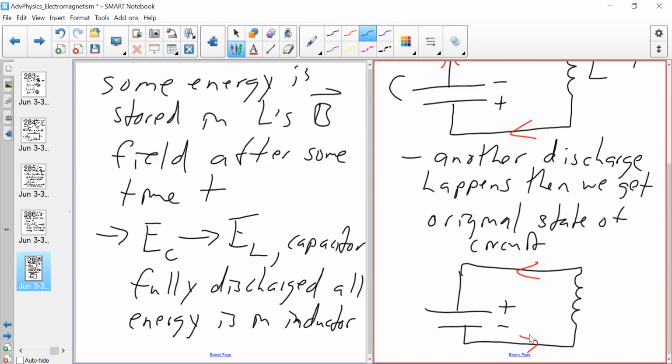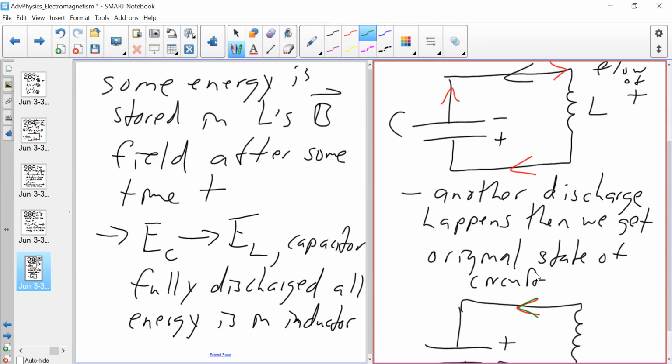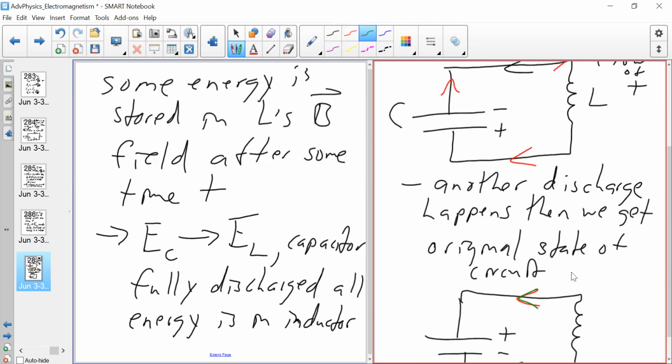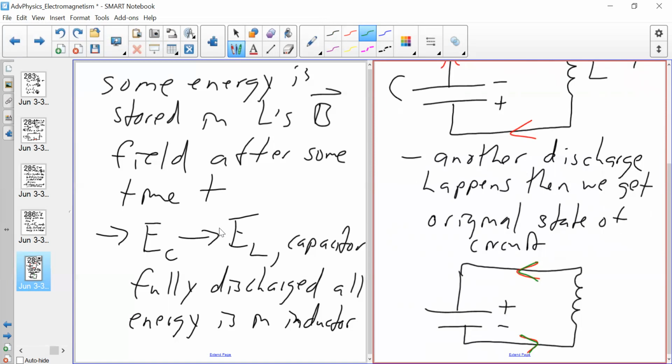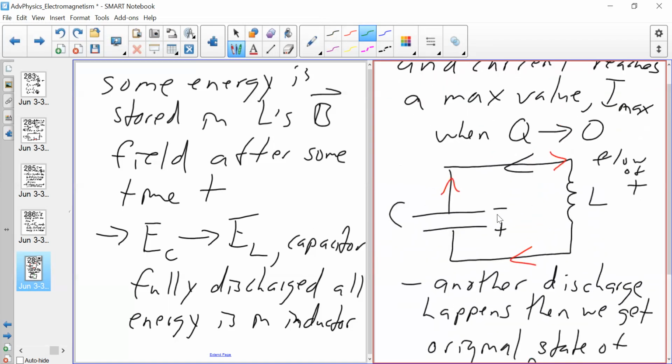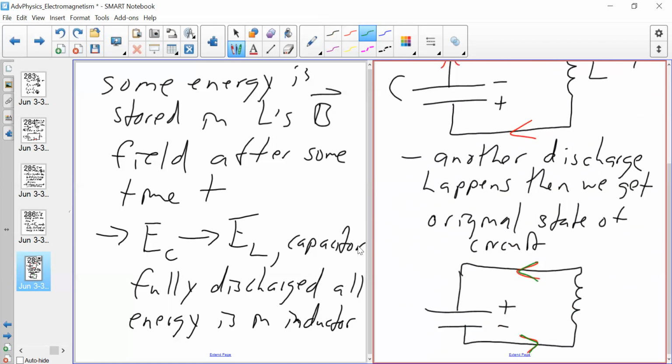Or I should do where the original, black. Oh, all right. Let me just undo that. So let's just track. So this would be the second state after the first discharge, and the third state, and so on back and forth.